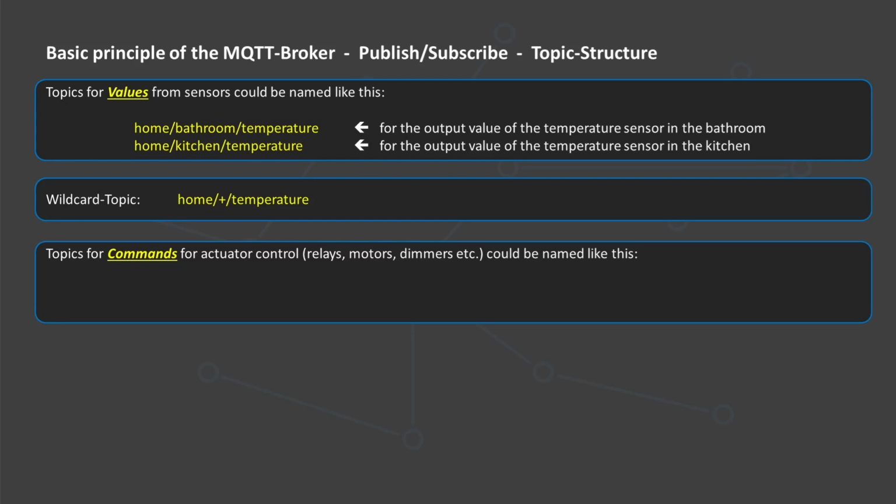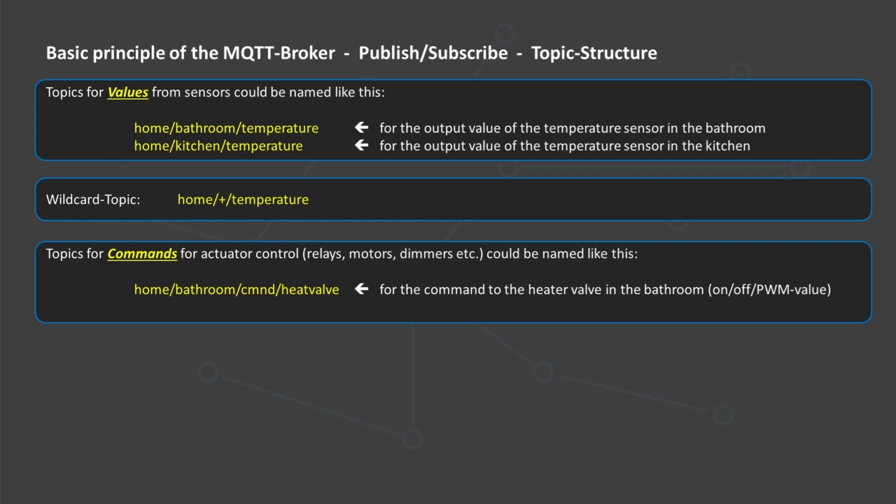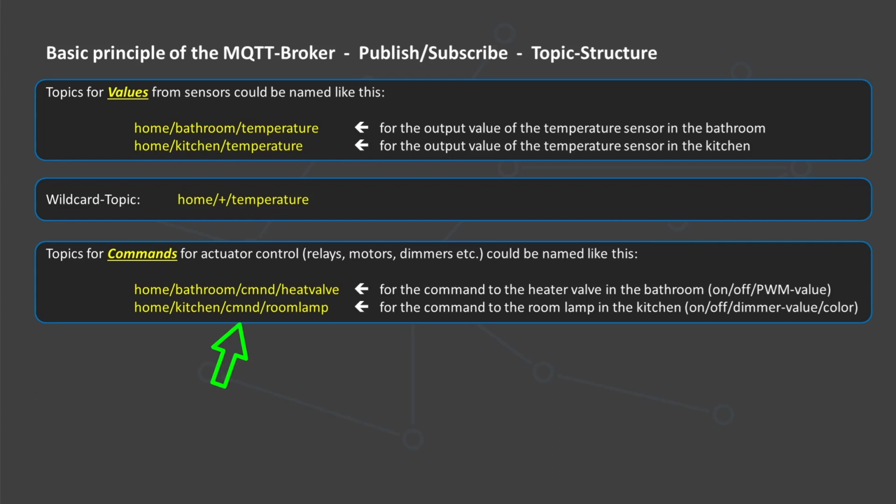The name of a topic for the submission of commands should tell that the payload contains a command. Topics for commands for actuator control like relays, motors, dimmers, and so on could be named like this: home, bathroom, command, heat valve for the command to the heater valve in the bathroom, like on, off, PWM value, and so on. Or home, kitchen, command, room lamp for the command to the room lamp in the kitchen, like on, off, dimmer value, color. Here is clear that this topic is a command topic, but you can name it as you like.